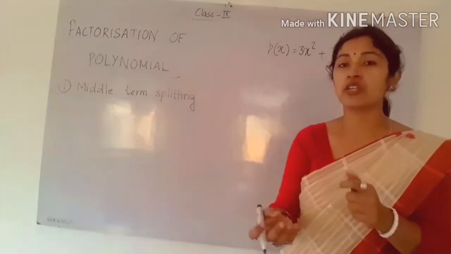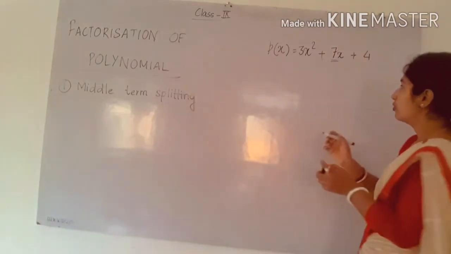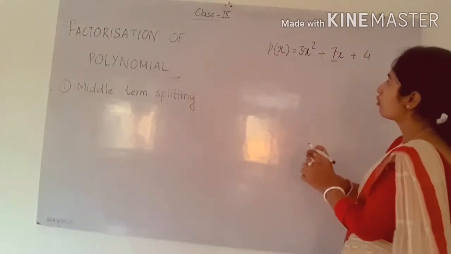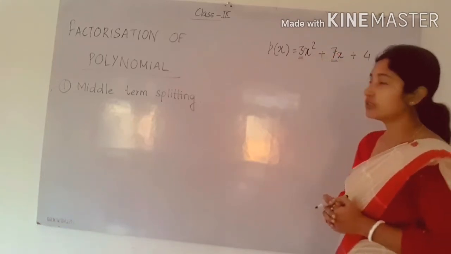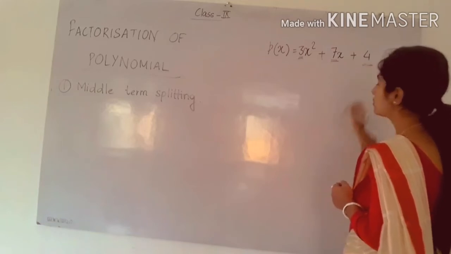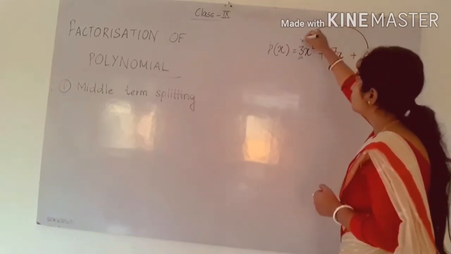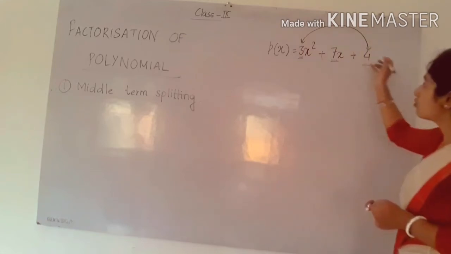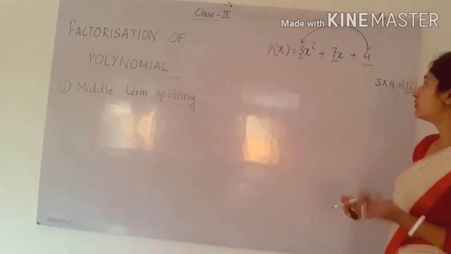But there is a condition for splitting. So how to split it? You have to first check the coefficient of x square. So what is the coefficient of x square? It is 3, and you have to check the last term, that is the constant term. You have to multiply these two terms. So 3 into 4, you have to multiply the two terms. So 3 into 4 is what? 12. So the answer is 12.